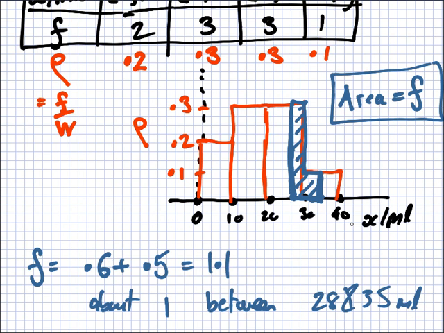It's only an estimate. Got that? That's a typical exam question. Part 1 is draw the histogram. Part 2, they'll ask you something like, what is the frequency between 28 and 35 or something like that. Something that you can't answer from the table. Yeah?